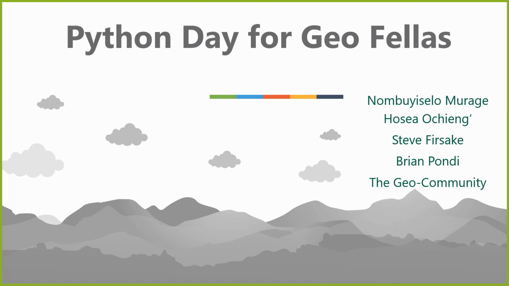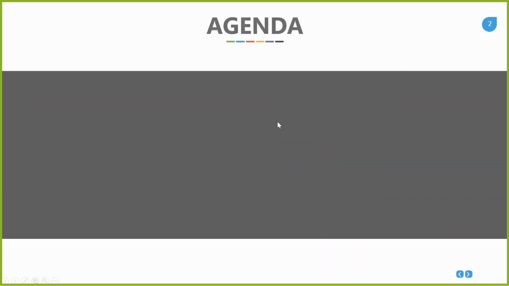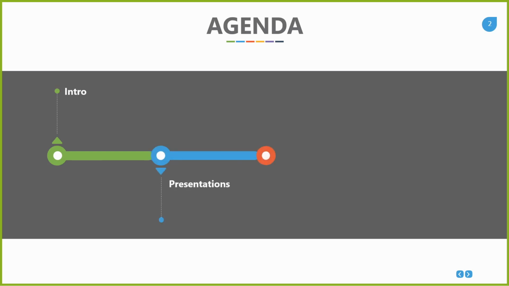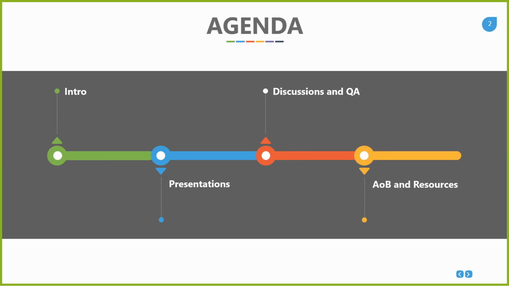Basically today it will just be about the intro. I'm going to take less than 5 minutes to cover an intro on how it's going to be. Then we are going to have presentations, which right now are Nombu and Hosea. I might later tackle some other things at the end if there's enough time. Then we'll have discussions and Q&A, and then any other business, and resources are usually shared on the WhatsApp group.